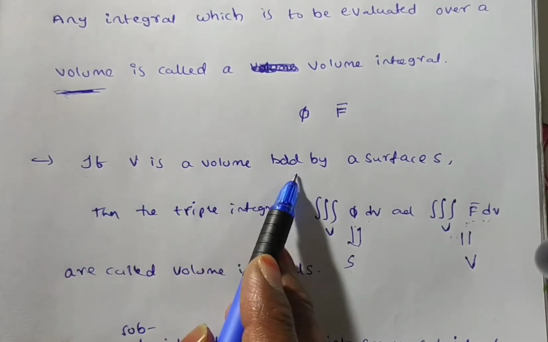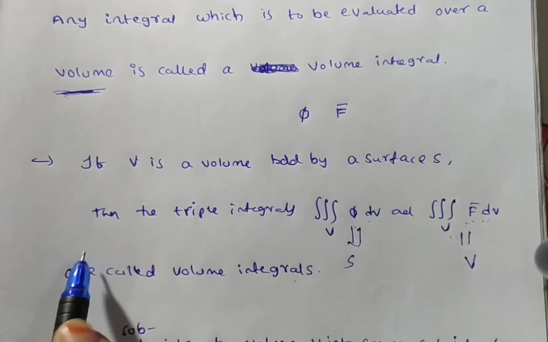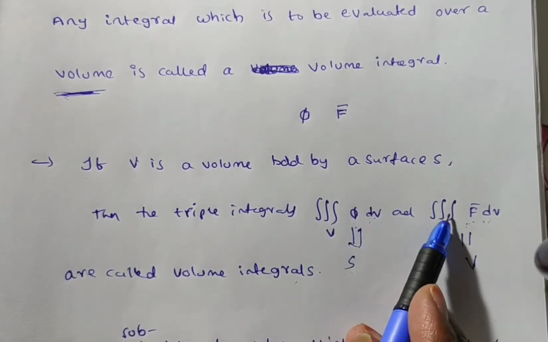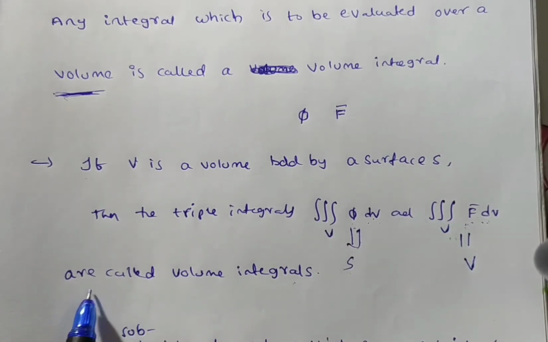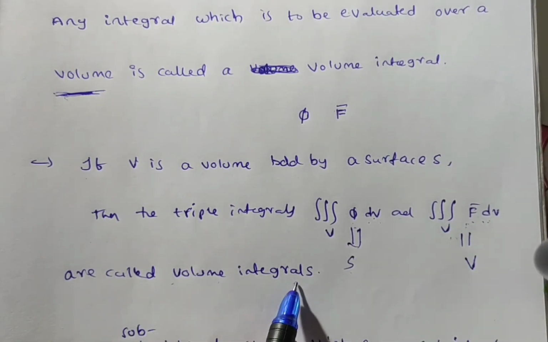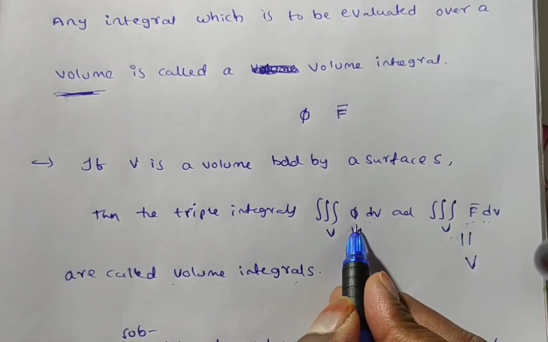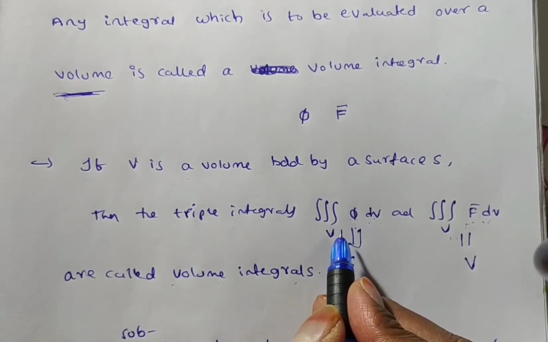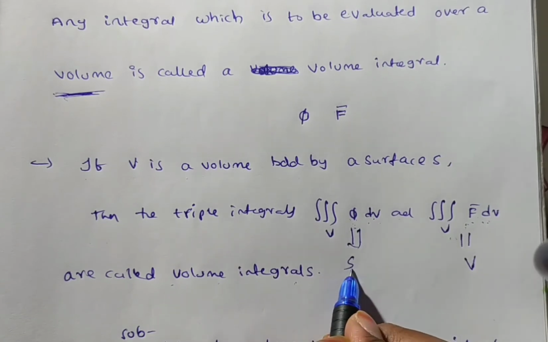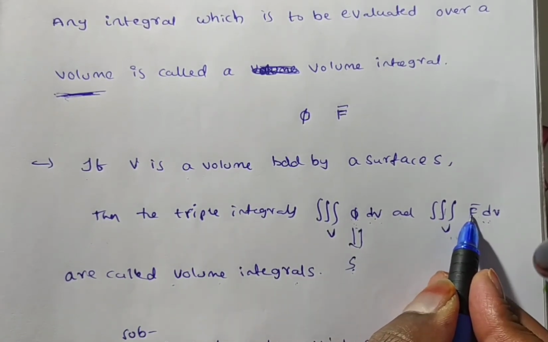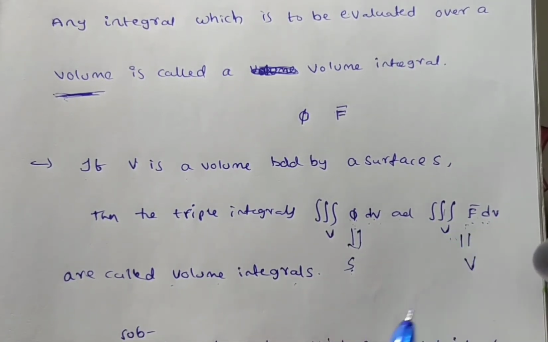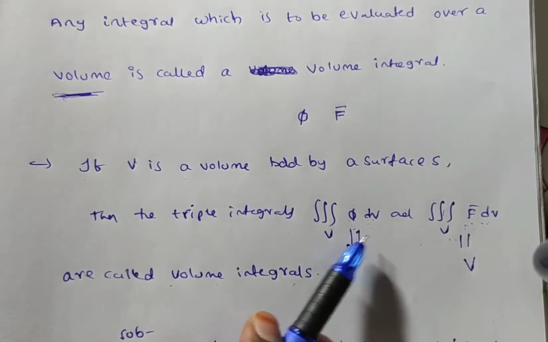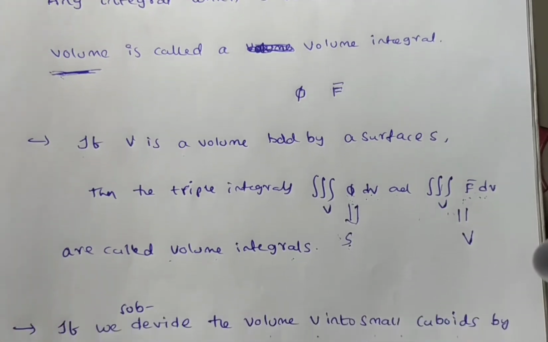If V is a volume bounded by the surface S, then the triple integral over V of phi dV and the triple integral over V of f bar dV are called volume integrals. Now we are doing volume integral for the scalar. Integral of the scalar gives a scalar. Next, f bar is a vector here, and the integral of the vector gives a vector. We will solve these types of problems. These two forms we have in vector volume integrals.